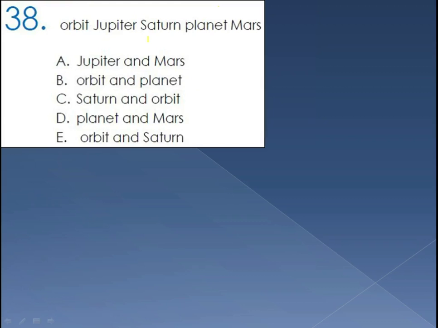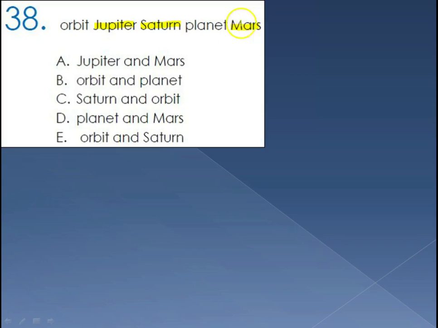Question 38 says orbit, Jupiter, Saturn, planet, Mars. Now orbit is how planets travel around. So they orbit around Earth or orbit around the Sun. And then you have Jupiter, which is a planet. Saturn is also a planet. They're all under the heading of planet. That's the kind of word. This is a planet as well, Mars. So they actually all fall into the category as planets.